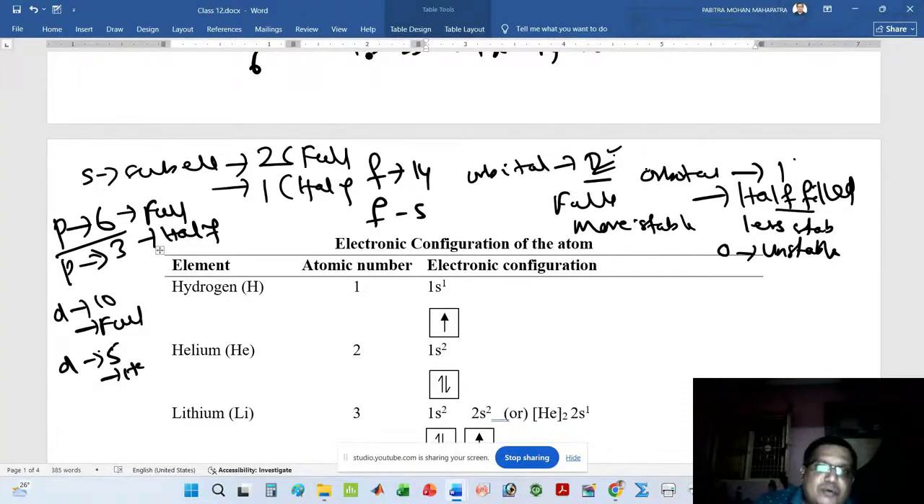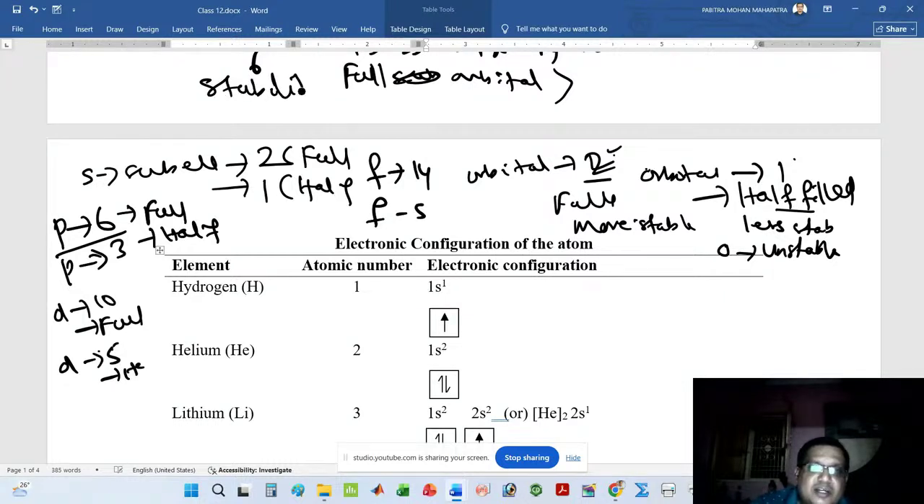Remember an important point: fully filled, whether orbital or subshell, you can take any. A fully filled subshell or orbital is highly stable. This is the stability order. Remember this stability: a fully filled orbital is more stable than half filled, then the rest is not half filled, not fully filled. Clear? Are you getting my point?